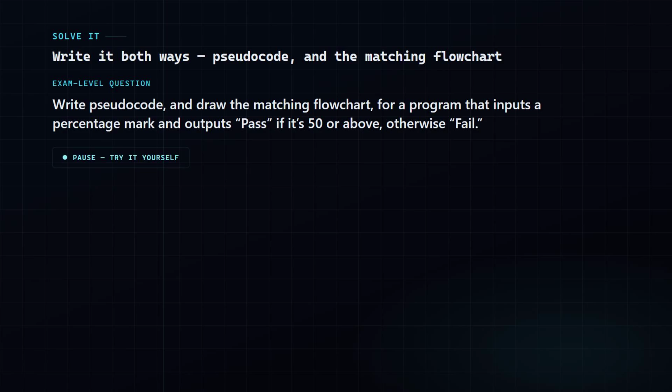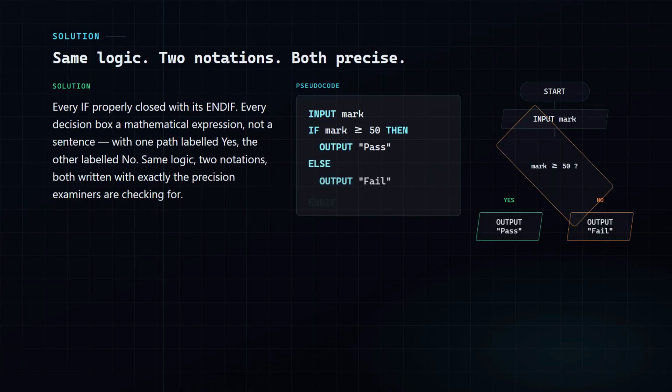Write pseudocode and draw the matching flowchart for a program that inputs a percentage mark and outputs pass if it's 50 or above. Otherwise, fail. Pause it and check every IF has a matching endif before you move to the flowchart. Here is the solution. In pseudocode: input mark. If mark >= 50 then output pass, else output fail, endif. Every IF properly closed with its endif.